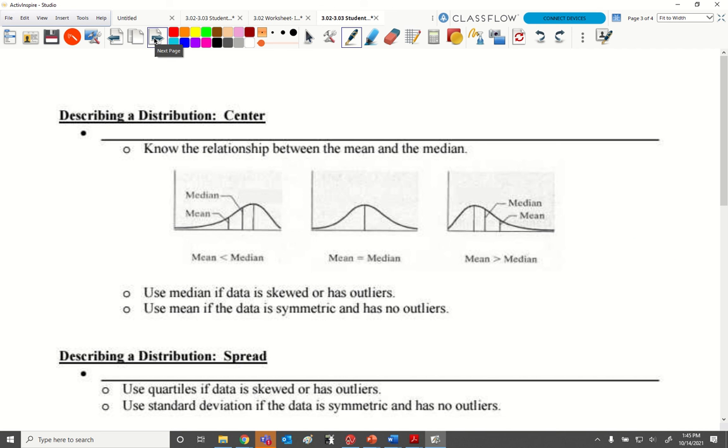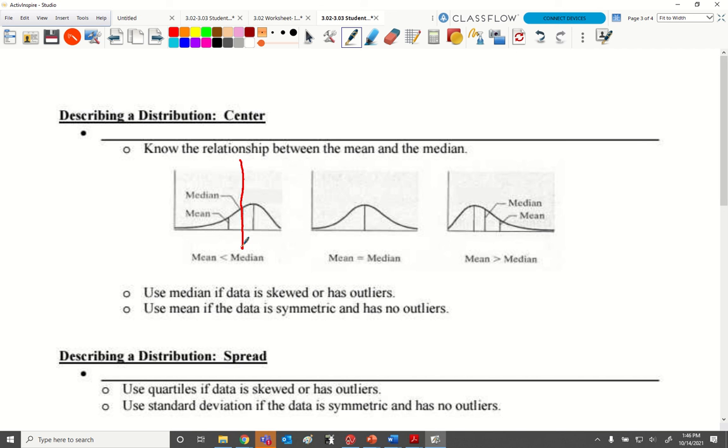All right, describing distribution center. So, let's look at this, knowing the relationship between mean and median. So, right here, there's a median, and what does median mean? From yesterday, what does it mean? The middle number, right? Median means middle. So, right there in the middle. And mean is not just your math teacher. What does mean mean? Starts with A, ends in G. Average, thank you. Mean is the average.